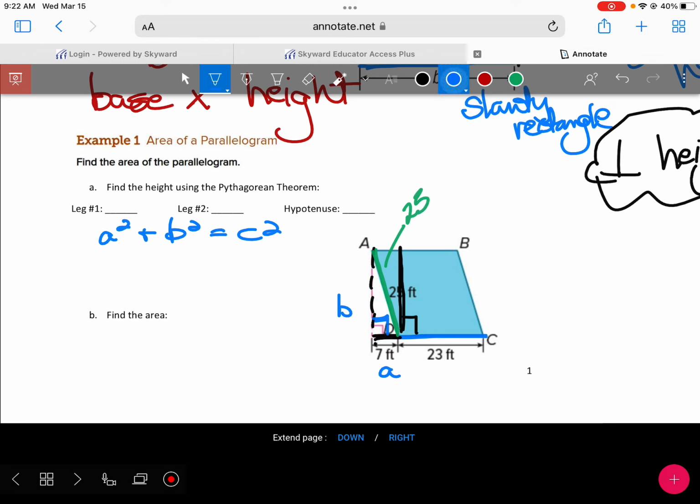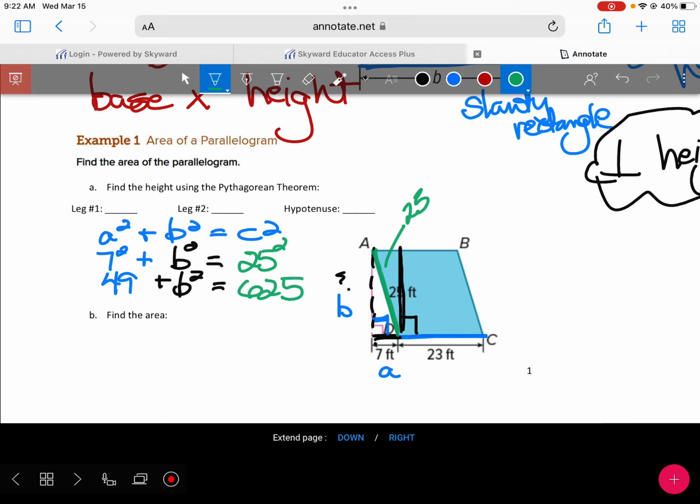So a is 7 squared plus b, we don't know what this is yet, squared equals c, 25 squared. 7 squared is 49 plus b squared equals 25 times 25, which is 625.